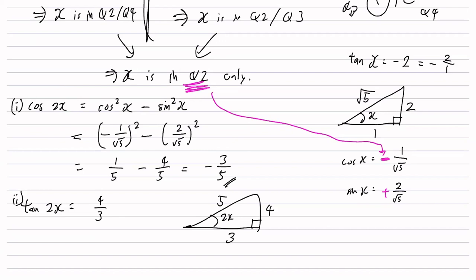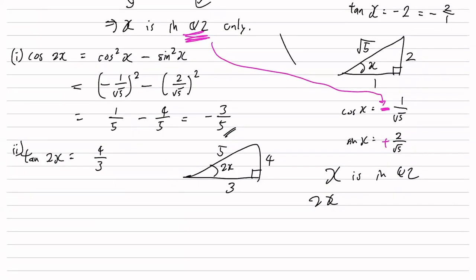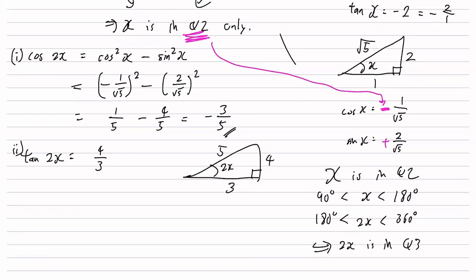X is in Q2. But 2x, a bit vague actually. Let's think about what it means when it's in Q2. Q2 actually means that the angle is more than 90 degrees, but less than 180 degrees, right? So if you times 2 to the inequality, positive 2 means the inequality direction doesn't change, but this becomes 360, that becomes 180, which means that now 2x is in either Q3 or Q4, right?